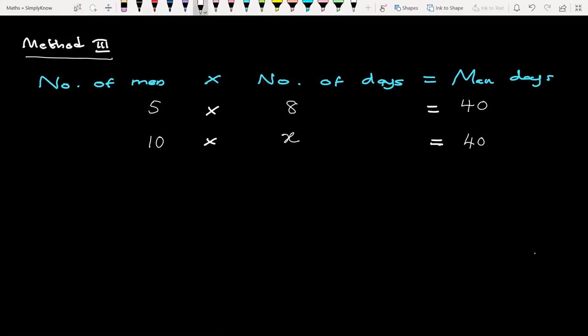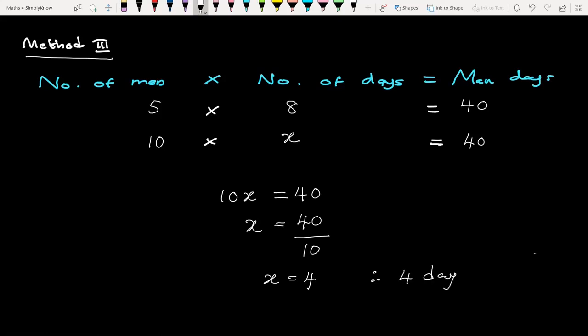Right. Now this is a very simple equation. You can easily solve this now. 10 times X is 10X. 10X equals 40. So X is 40 divided by 10. X is 4. Therefore, 4 days will be taken by 10 men.